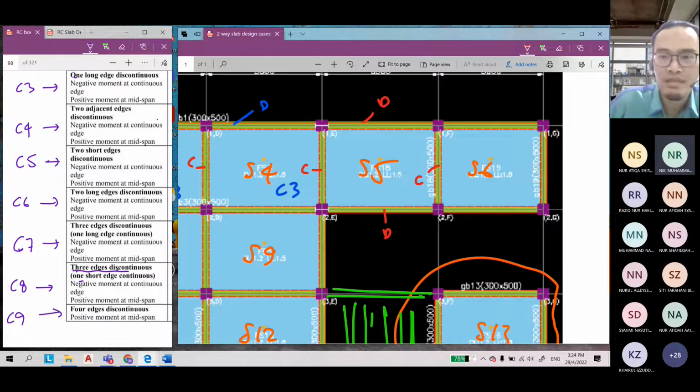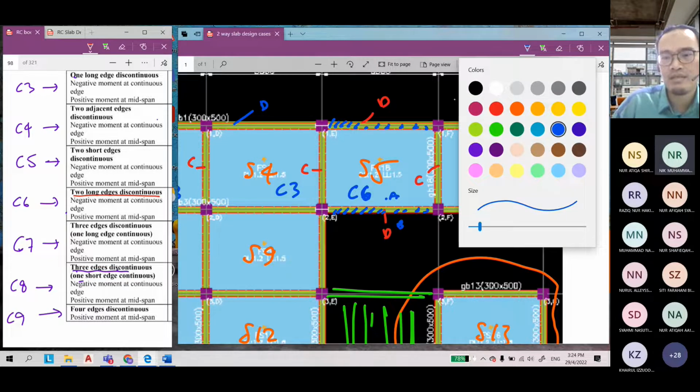Six. Okay, I think six is better. Have a look here: two long edges discontinuous. This is a long edge, this is discontinuous, and this one is also discontinuous, because there is no slab beside it. Let's say part A and part B: the slab is only attached from part A, no slab from part B. So this is discontinuous, be careful. This is case number six, where the two long edges are discontinuous.